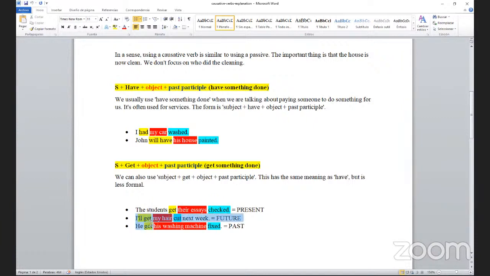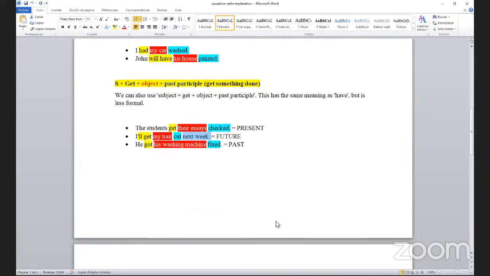Future: I'll get my hair cut next week, for example. Okay, I can have some complement after this verb. And for example, here in past two, he got his washing machine fixed. So this is the difference between these two ones.